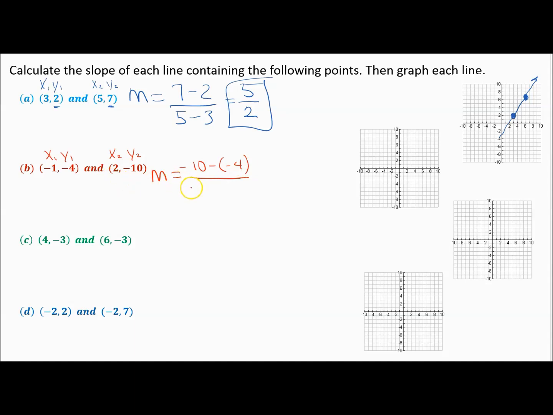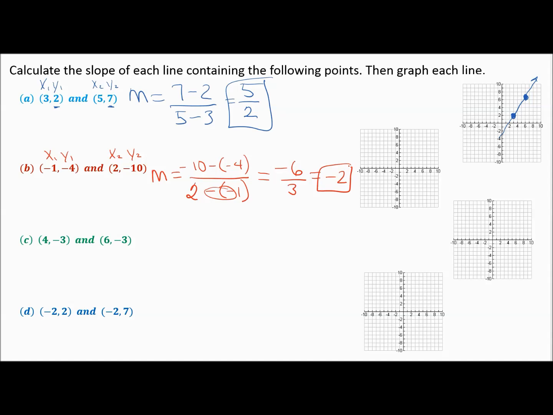In the denominator, it's going to be positive 2 for my x2 minus, here we go again with this double negative, a negative 1. Now what happens when you have 2 negatives, you know that turns positive. So this is negative 10 plus 4, which is negative 6, divided by 2 plus 1, which is 3. Negative 6 divided by a positive 3 is a negative 2. So I have a slope of negative 2.